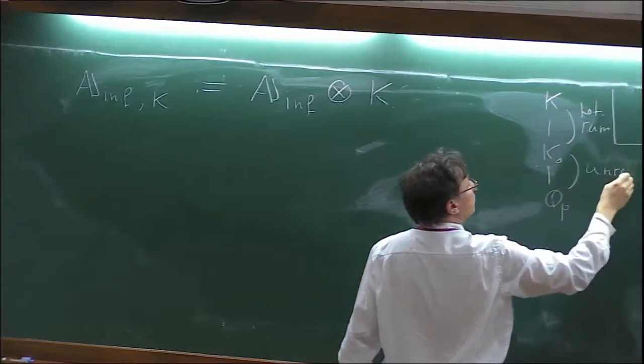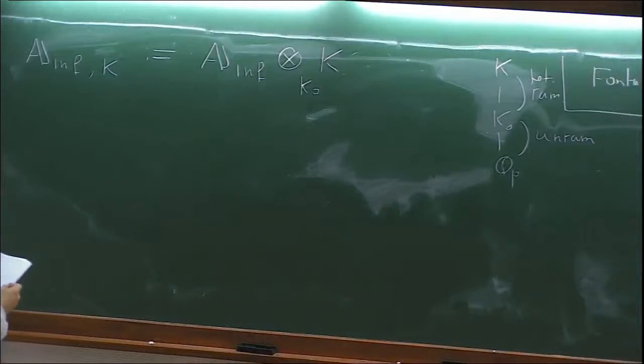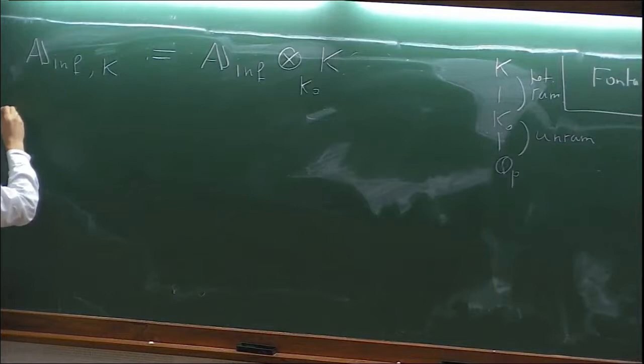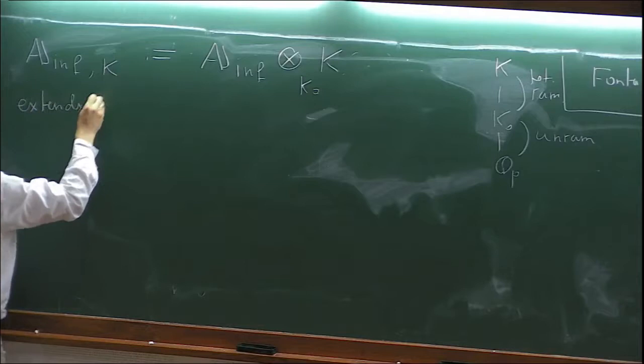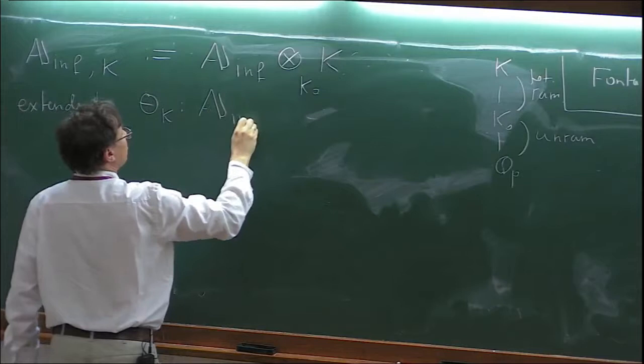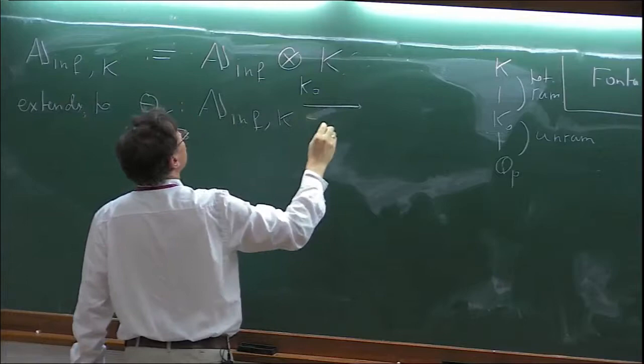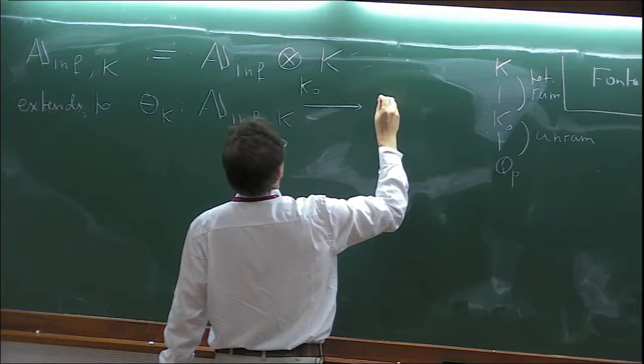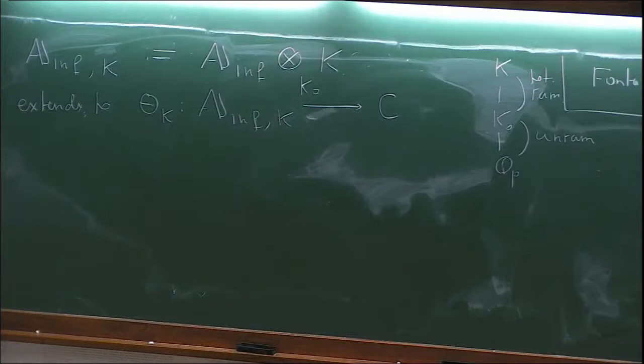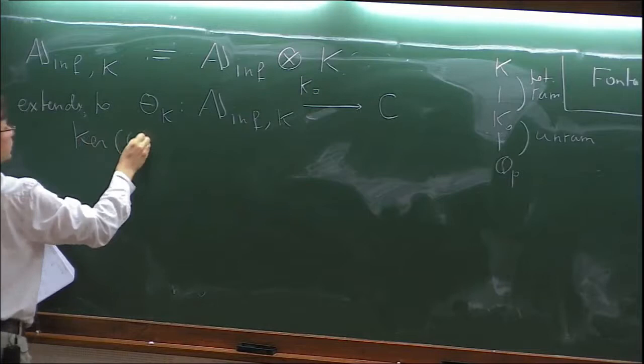We take a tensor product over K0, the maximum unramified subextension, and the map theta extends to theta K from A infinity K to C. Okay. So again, the kernel of theta K is the principal ideal.